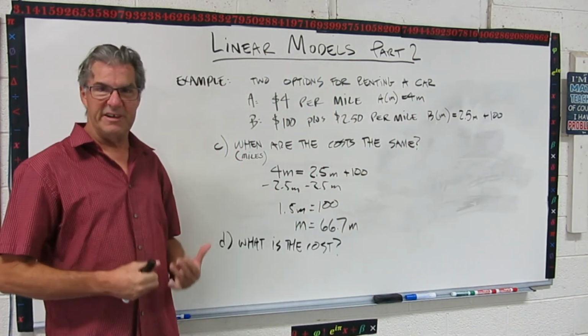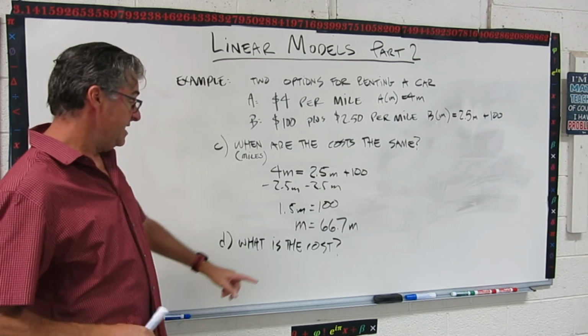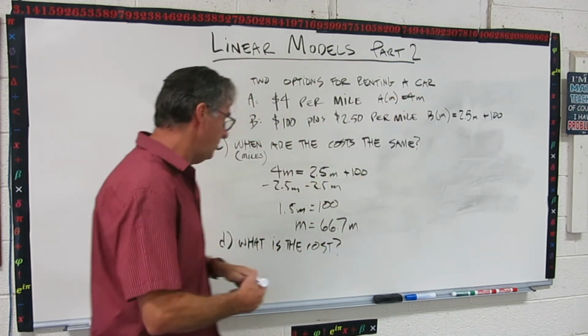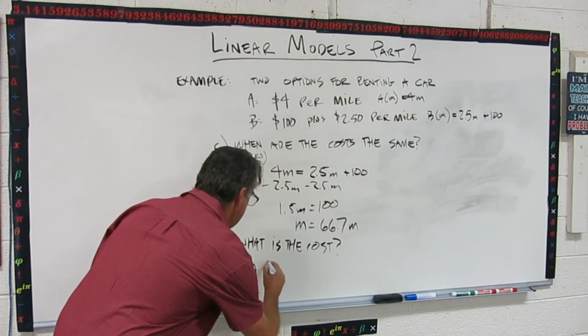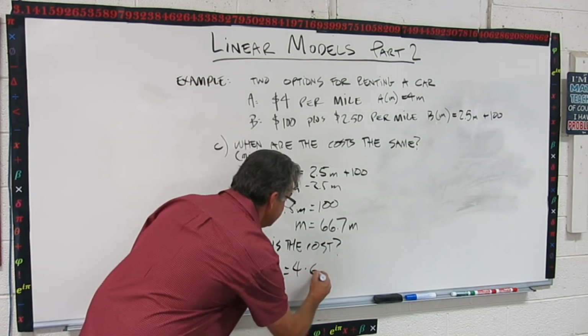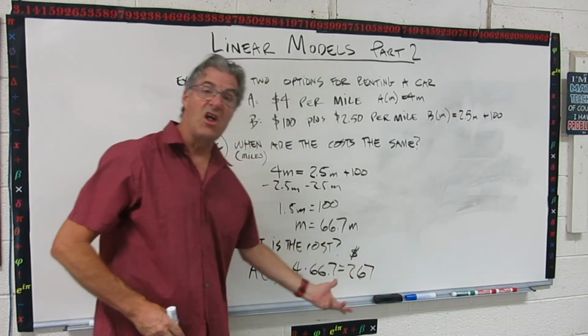Okay, as a formality, let's find out what that cost is. So I'm going to take my 66.7 and plug it into this equation. It's a little more simple. So this would be A as a function of m equals 4 times 66.7. So that comes to $267.